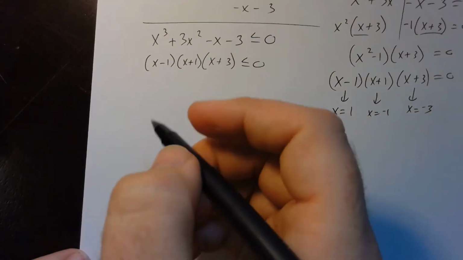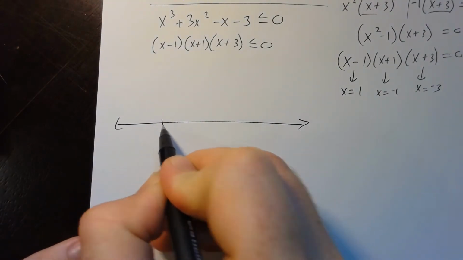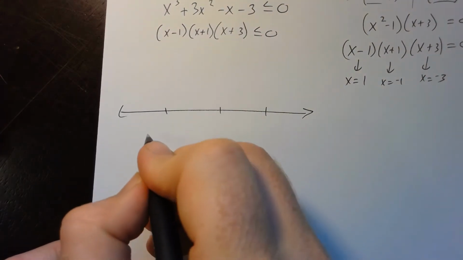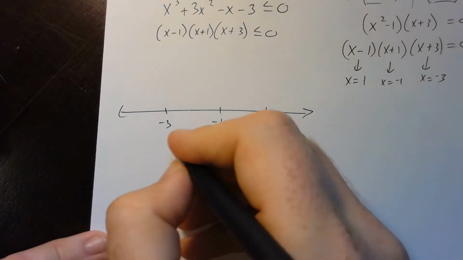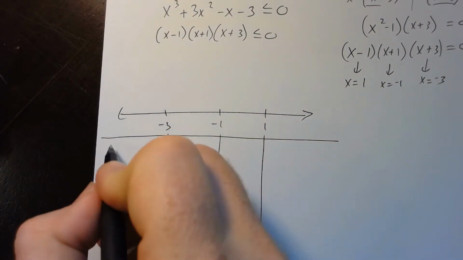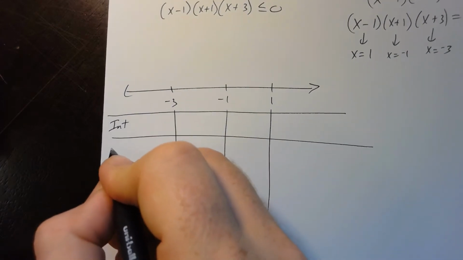With those three values, I'm going to create my number line. I'm going to give myself some space here because I have 1, 2, and 3 values now to work with instead of just 2 like the quadratic. I've got a negative 3, I've got a negative 1, and I've got a 1. I'm going to go ahead and create my, again, table, drawing all those. I'm starting with my intervals, giving myself some space. Then I'm going to have my test values.